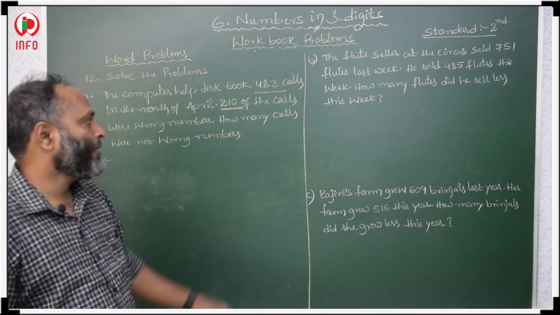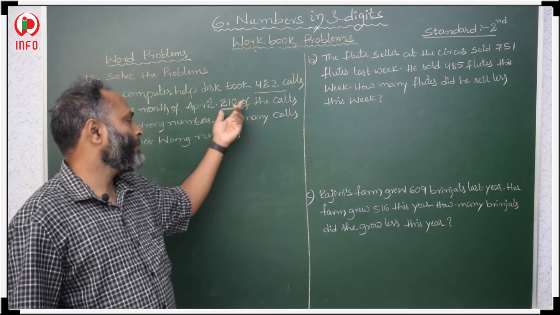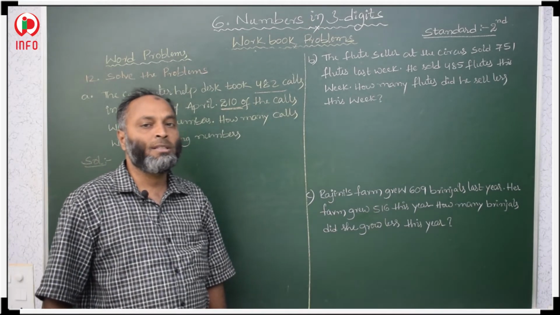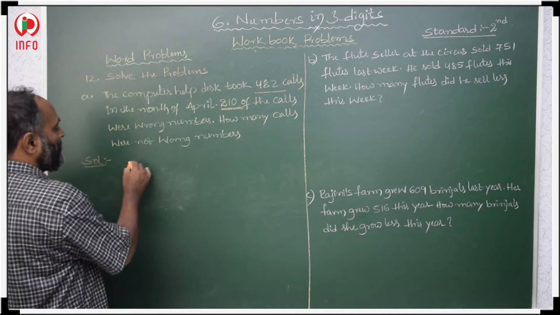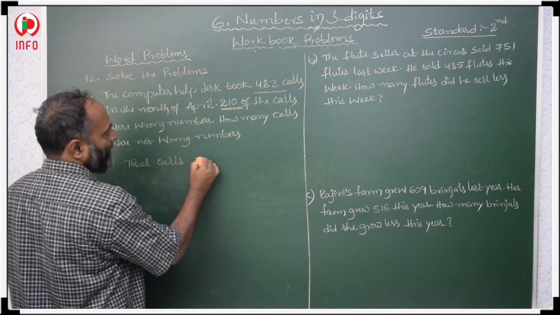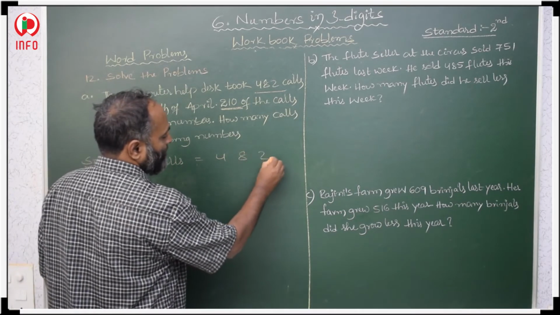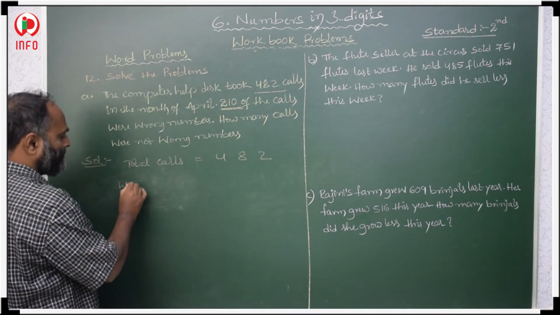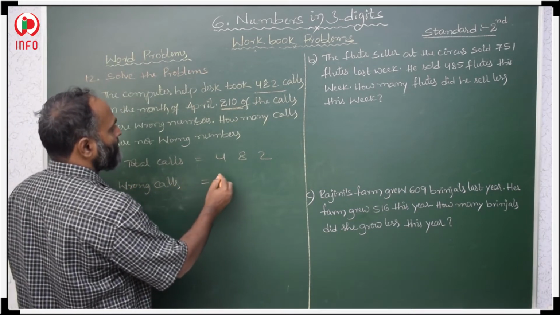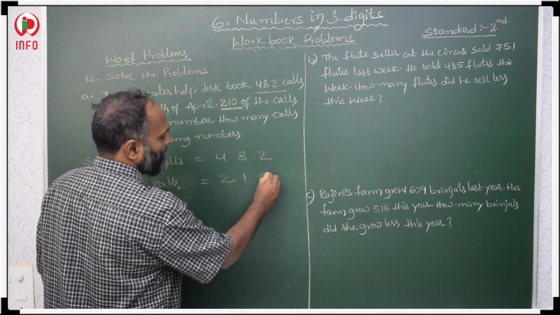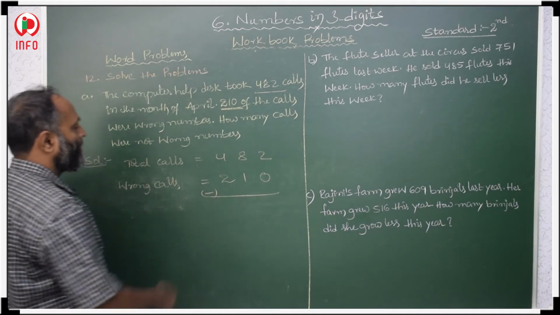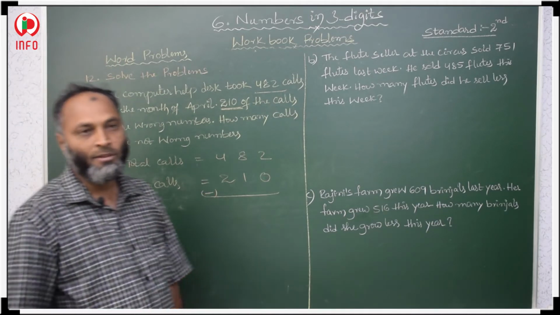So then what do we have to do? From the total calls, we have to minus this 210 calls. Then we will get correct calls. Now total calls, how many calls? 482. Then wrong calls, how many wrong calls are there? 210 wrong calls. Then how many are correct calls, means not wrong calls? So we have to minus.